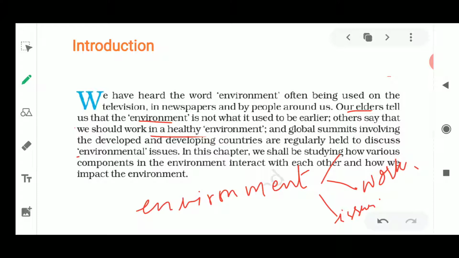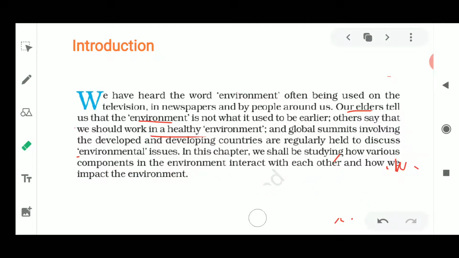Now the next environment we are talking about is environmental issues. We need to talk about the components of the environment, meaning the physical and chemical components, the biotic and abiotic factors present in the environment. This is directly related to trees, ponds, lakes, rivers, mountains and soil. All these are environmental components, and we are going to study these components of the environment and their interaction with each other in this chapter.